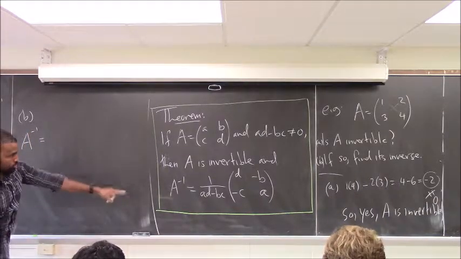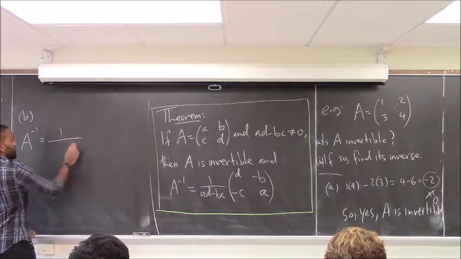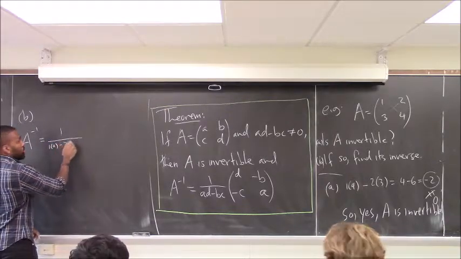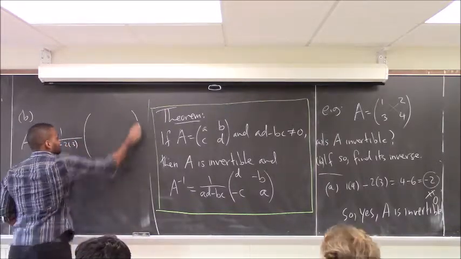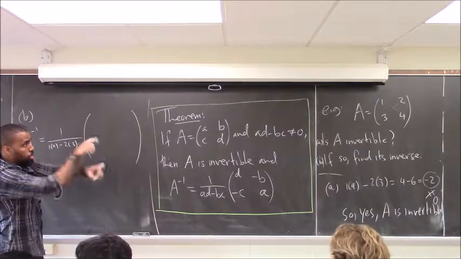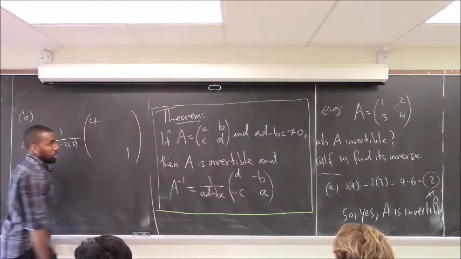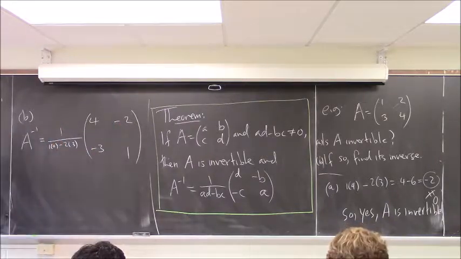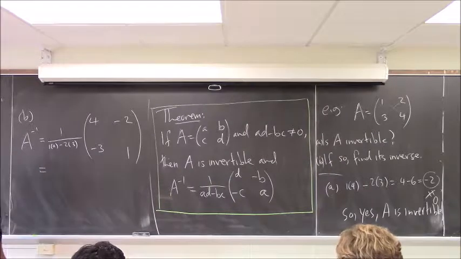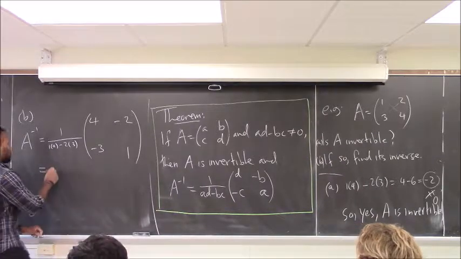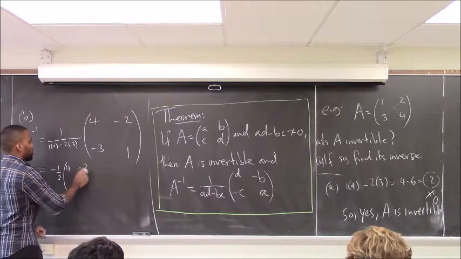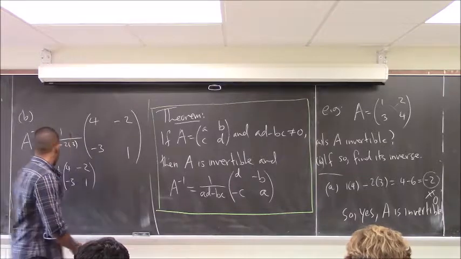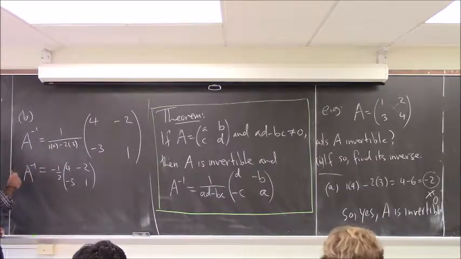Well, I'm simply going to follow this formula. It is 1 over AD minus BC. That's 1 times 4 minus 2 times 3, times, I'm going to swap these two: 4, 1, and change the sign of the other two: minus 2, minus 3. So that's 4 minus 6, which is minus 2. This is minus 1/2 times 4, minus 2, minus 3, 1. And that's actually your answer.